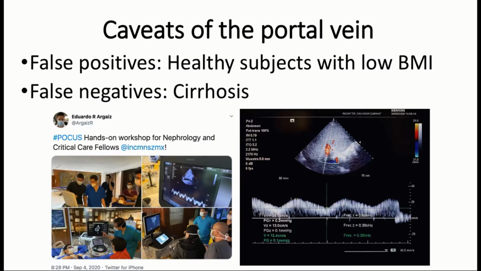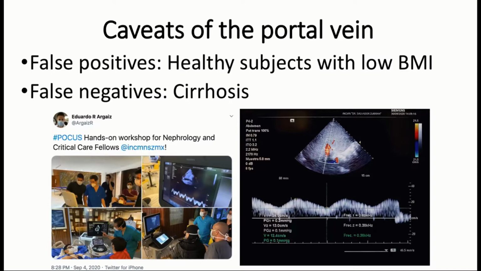Of course, if you look further, this patient had a normal IVC with a normal inspiratory collapse, a normal hepatic vein, a normal heart. So this is definitely not related to venous congestion. On the other side, you could also see some false negatives. That means a normal non-pulsatile portal vein, even in the presence of severe right ventricular dysfunction and severe venous congestion.